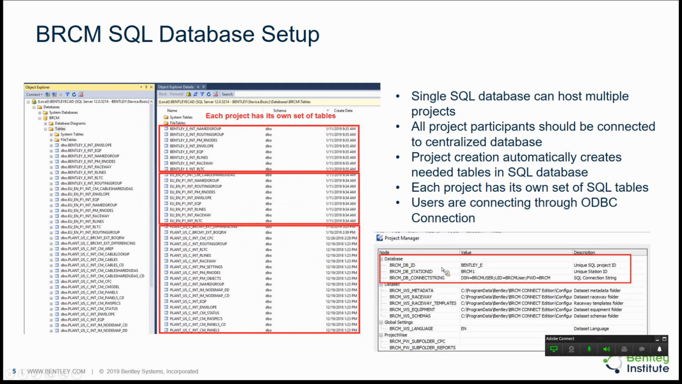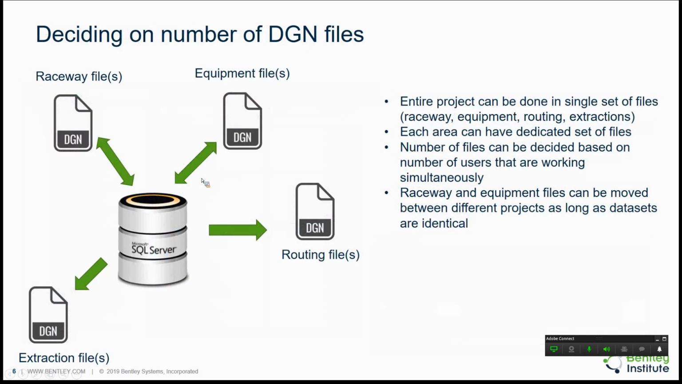So when you're defining your project, there are a couple of variables that will define your connection to the database. For example, this BRCM database ID variable is setting your unique project ID, and all tables in the SQL database that belong to that project will start with that BRCM database ID prefix, as you can see here. So it's a very simple and effective way to get your projects going.